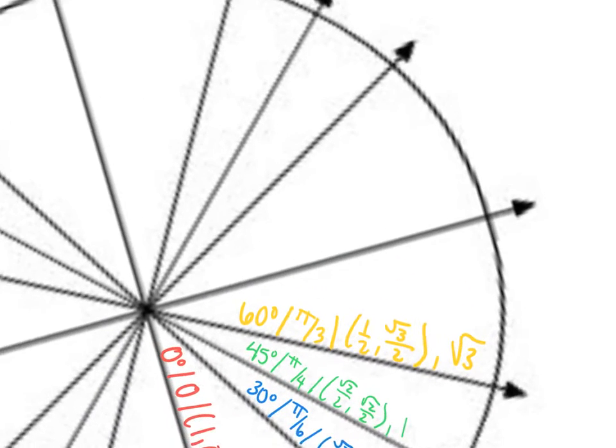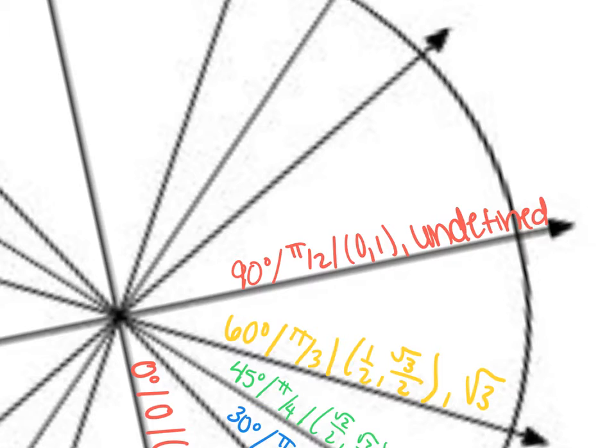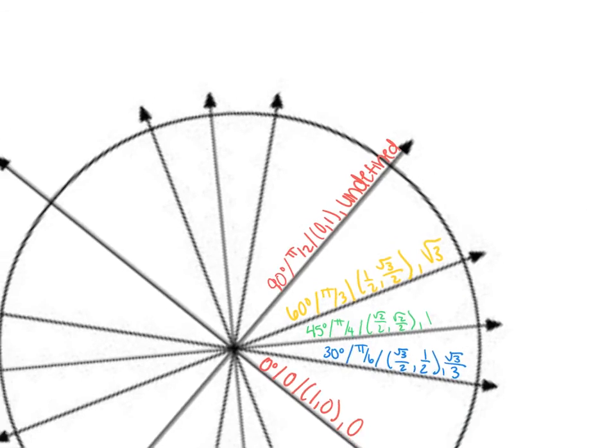The next angle is 90 degrees. The radian is pi over 2, the point is (0, 1), and the tangent is undefined. So from there, we're just going to finish up with these red angles.